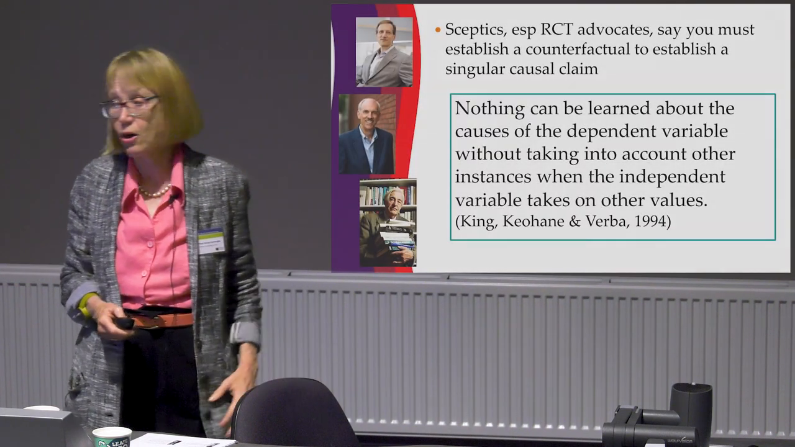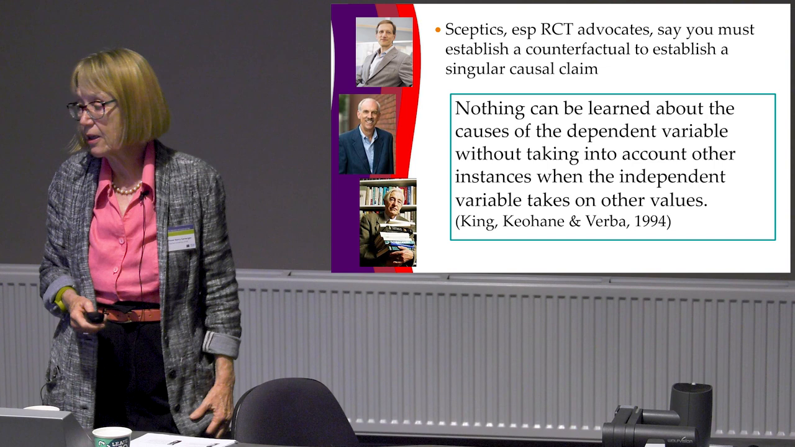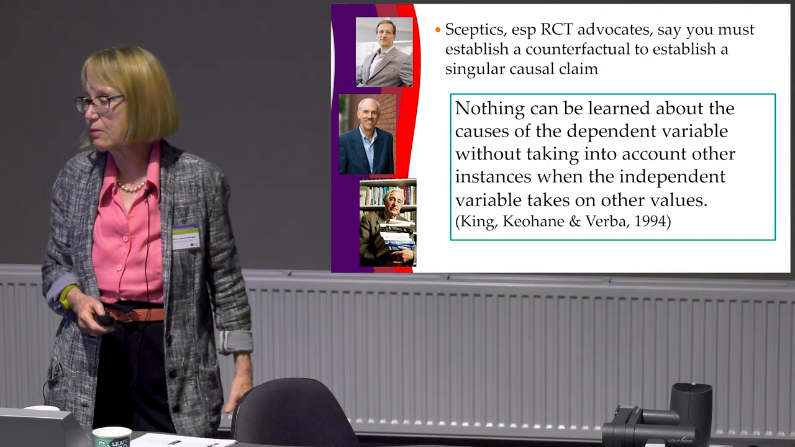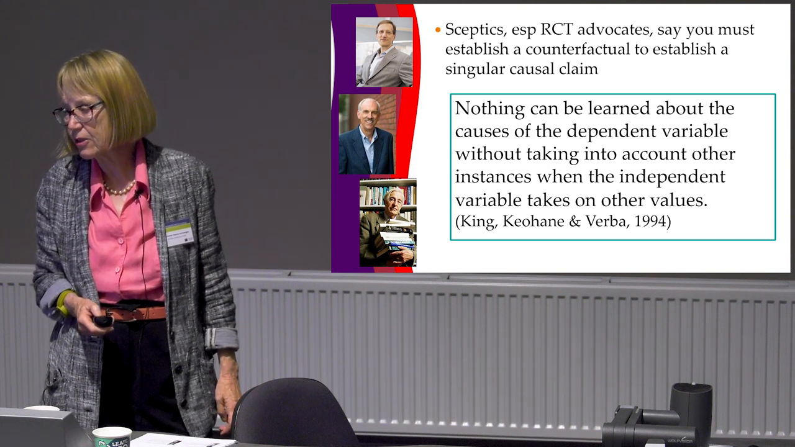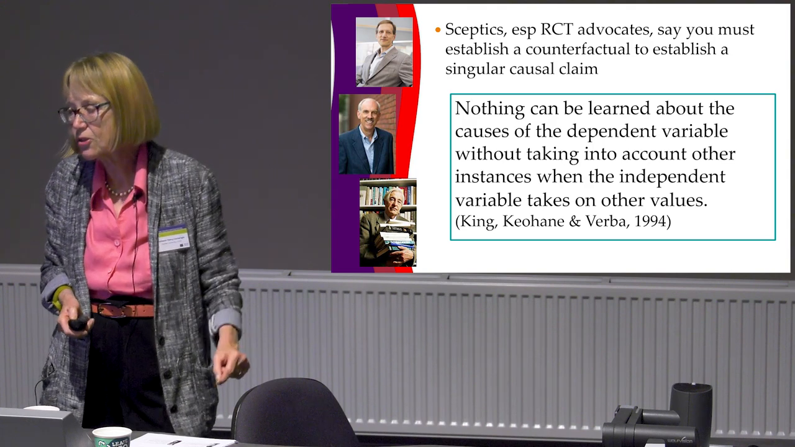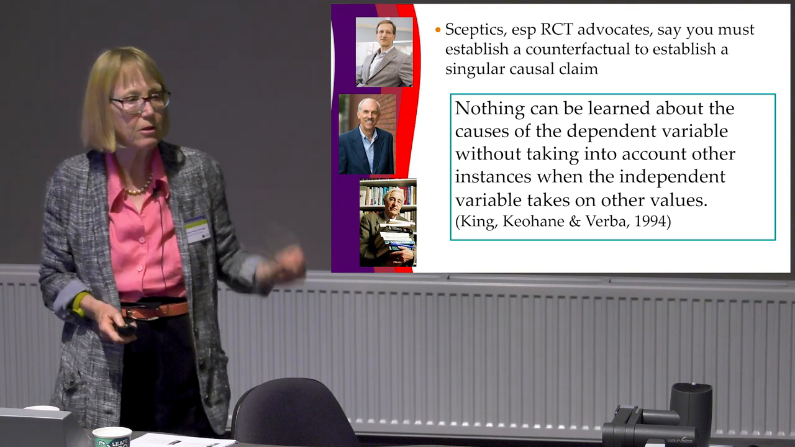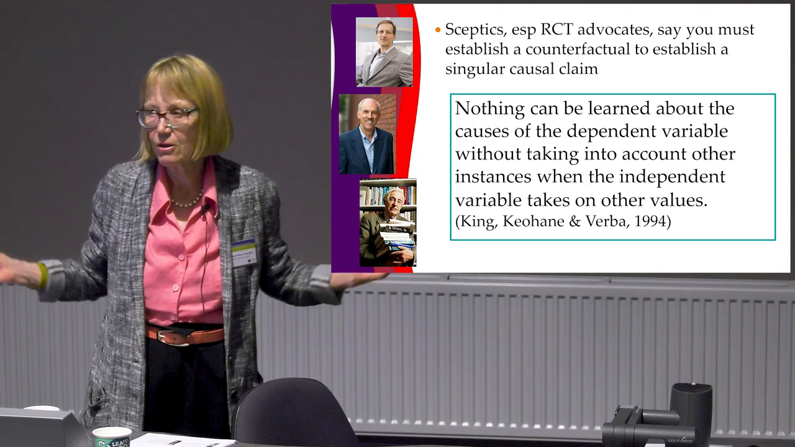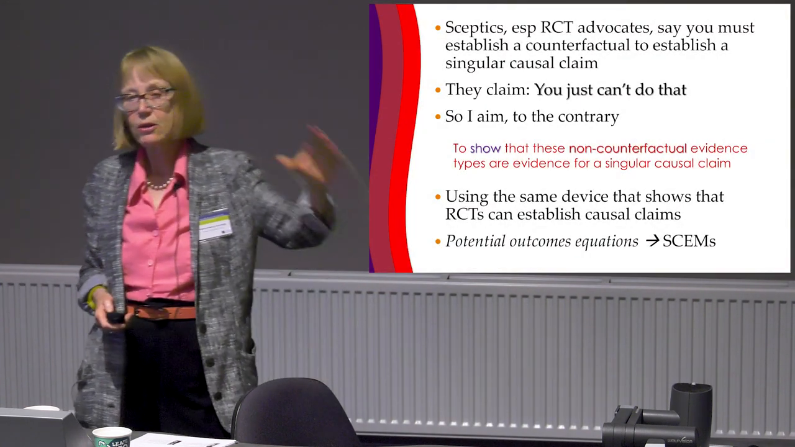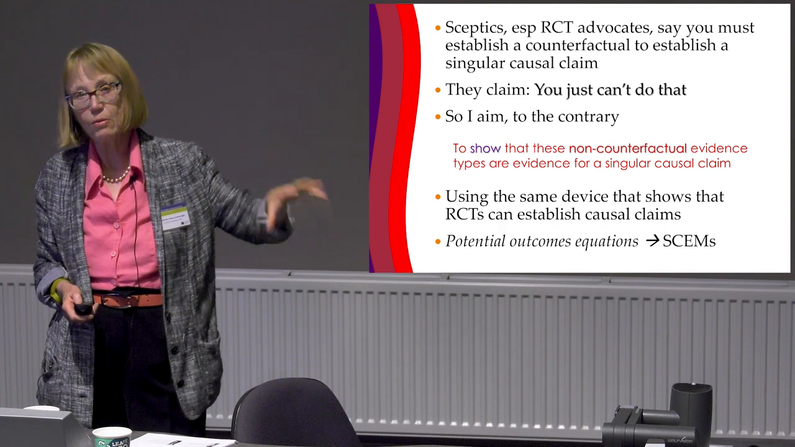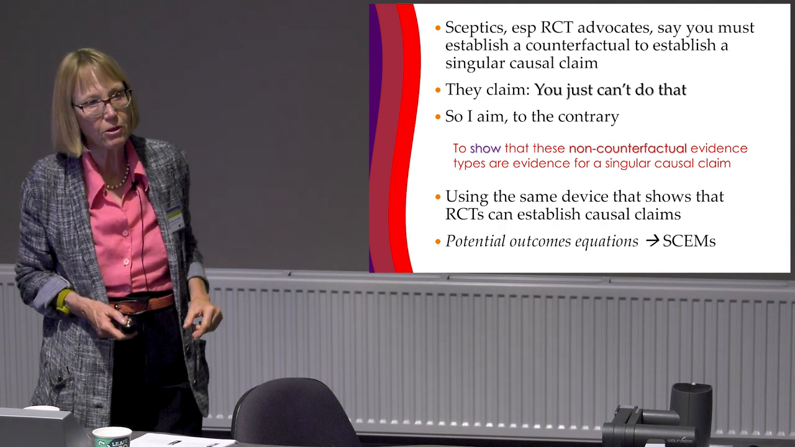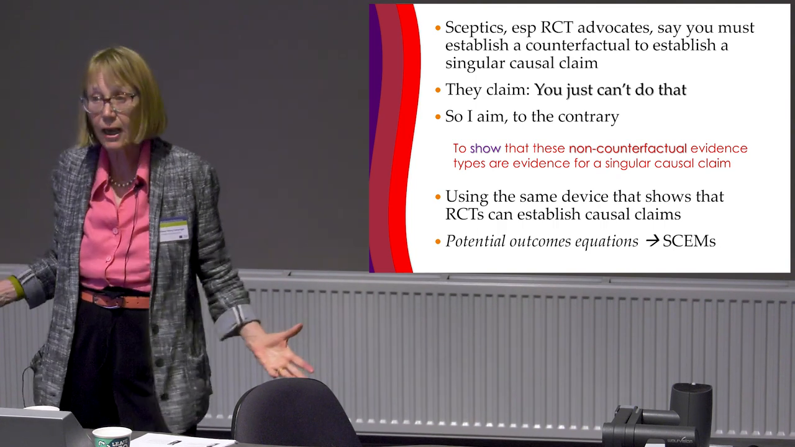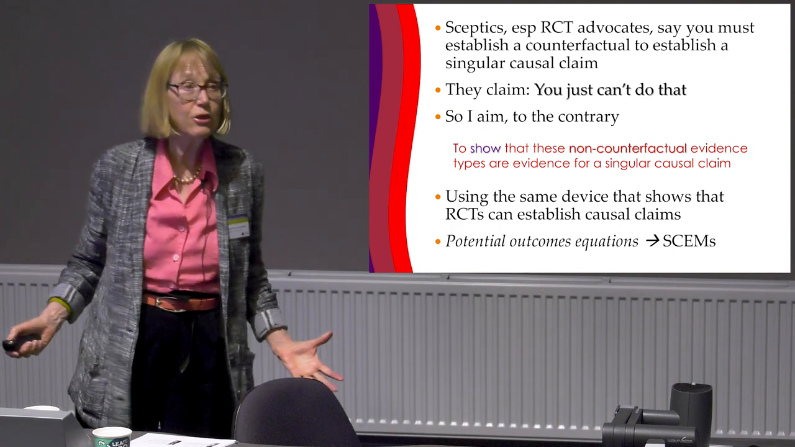Or here, closer to home, this is King, Cohen, and Verba. Nothing can be learned about the causes of the dependent variable without taking into account other instances when the independent variable takes on other values. And I think you're familiar with this view. Okay. So skeptics say you must establish a counterfactual to establish a singular causal claim. Then they say, and you can't do that.